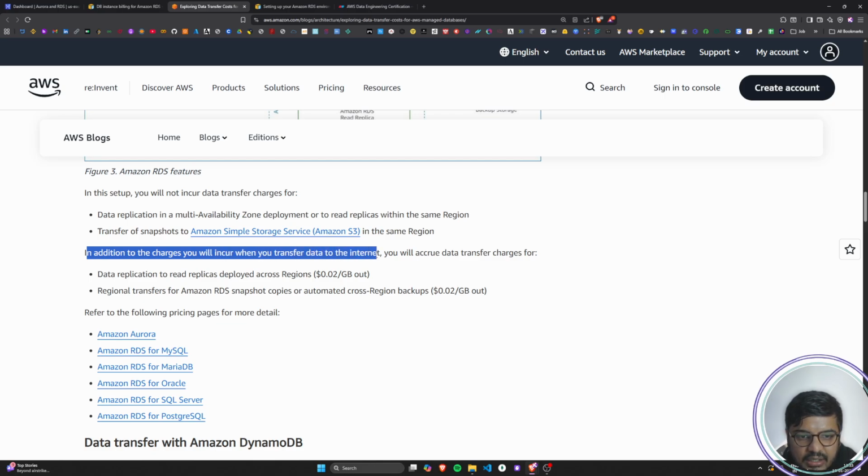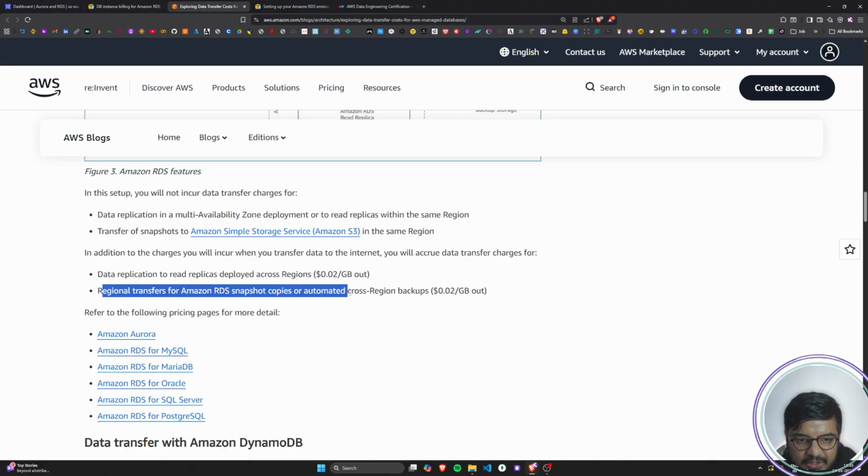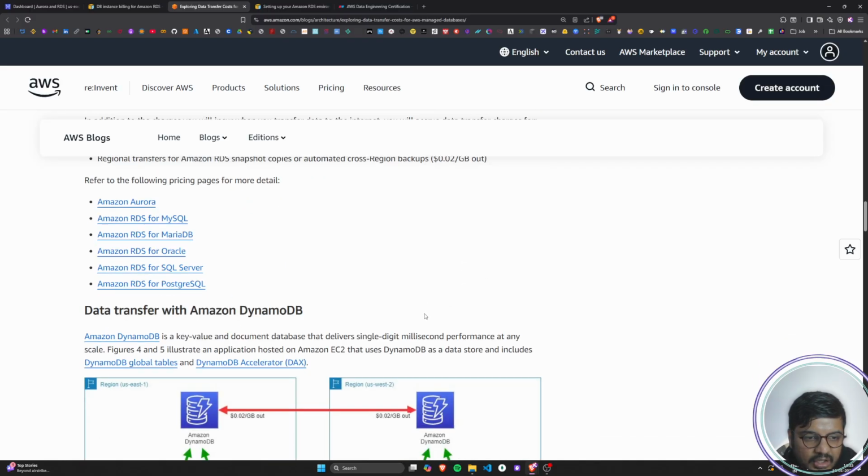In addition to the charges you will incur when you transfer data to the internet, you will incur the charges for data replication to the read replicas deployed across region. That will be $0.02 per GB for the outbound data transfer, and regional transfers from Amazon RDS snapshot copies to automated cross region backups will again be $0.02 per GB for the outbound data transfer.